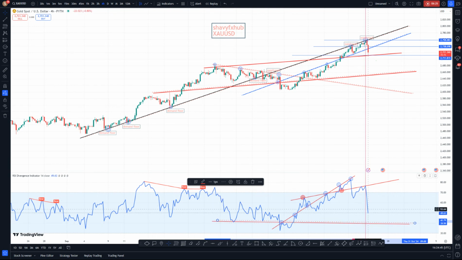So we want price to return into this level. A return into this level, we look out for more confluence. The higher your confluence, the greater the probability of the trade. We have a structure here. I can see a structure in this place. Let's see what we can make out of this structure.